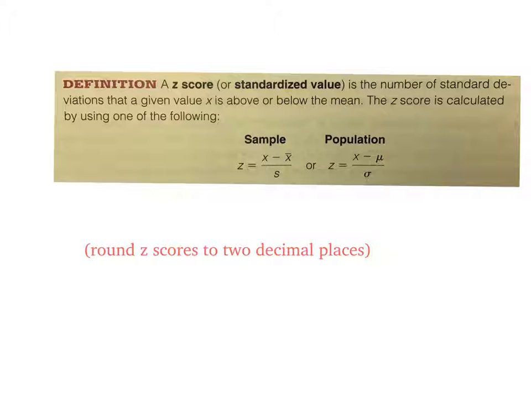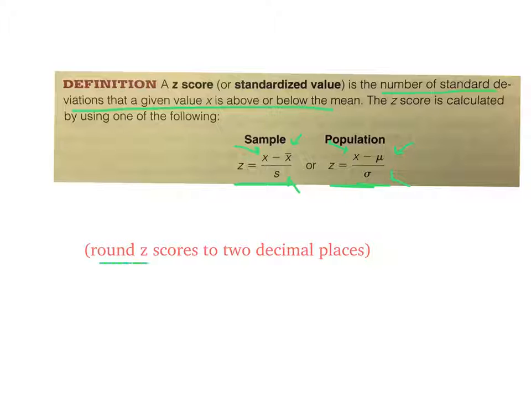I took this picture straight out of your book. It tells you what it is again: the number of standard deviations a given value x is above or below the mean. And there's the formula for it. Now, these formulas are really the same, just one's for sample and one's for population. What you do is you take the data value they give you, subtract the mean, and divide by the standard deviation. The population formula works the same way, just the Greek letters are different because it's population: data value minus the mean over the standard deviation.